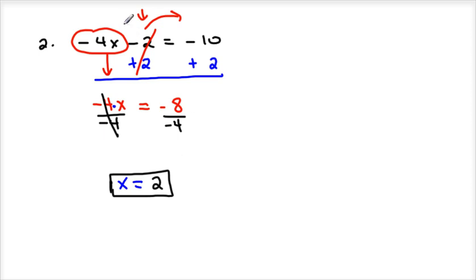So again, first isolate the variables. The negative 2 did not have a variable, so he goes first. Now once I have the terms with variables on one side, and the terms without the variables on the other side, look at the negative 4 times x, divide by negative 4, divide the other side by negative 4, and solve: x equals 2.